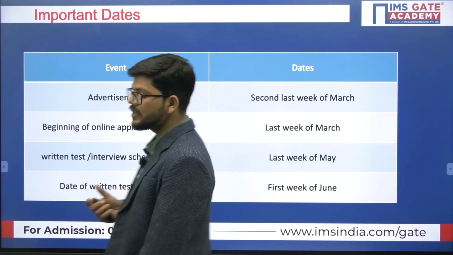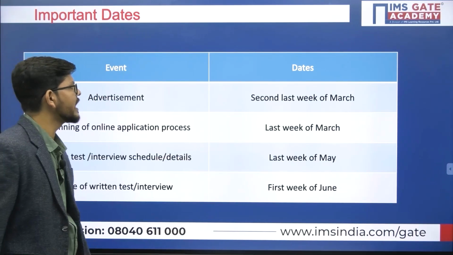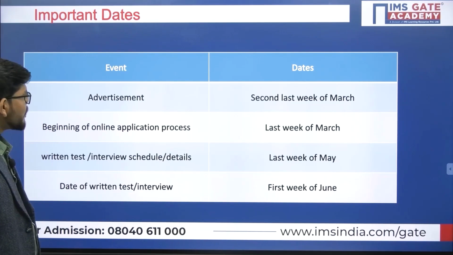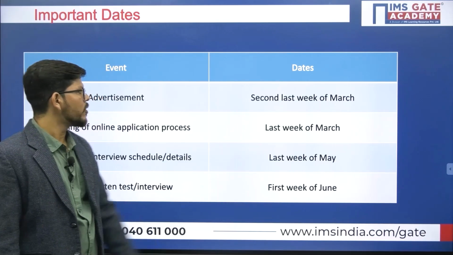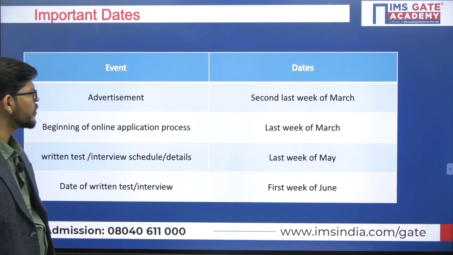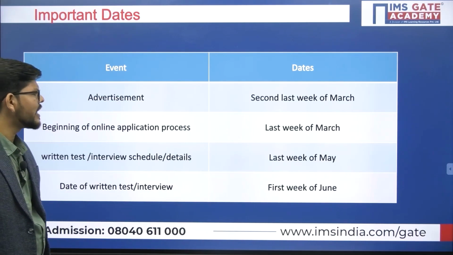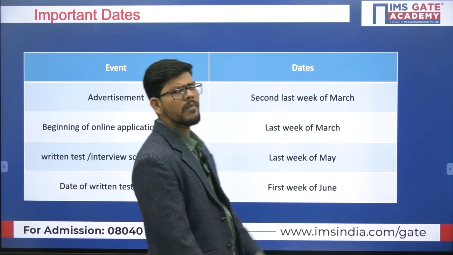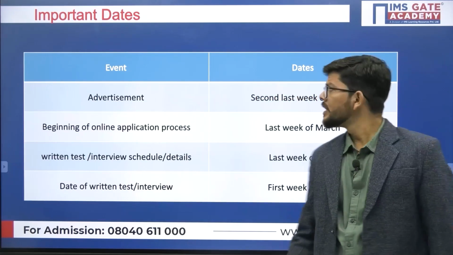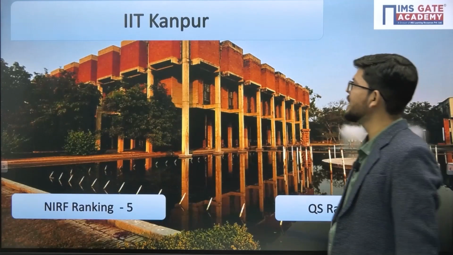The advertisement will definitely come in the second last week of March. The online process will begin in the last week of March, and the written test or interview schedule you will get in the last week of May, and finally the written test or interview will happen in the first week of June.